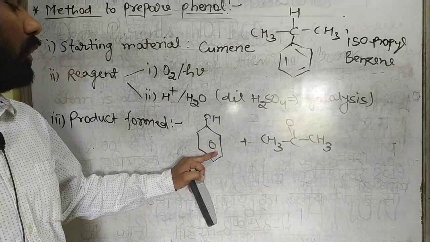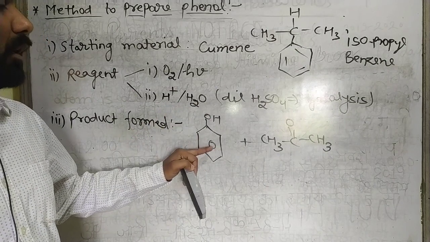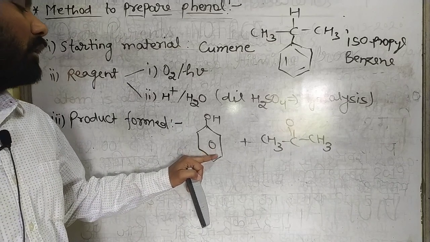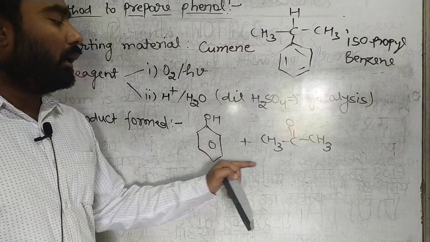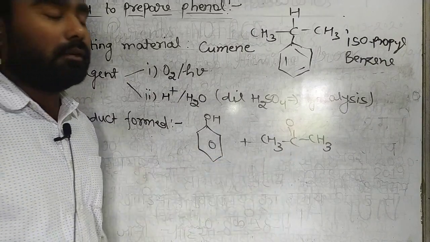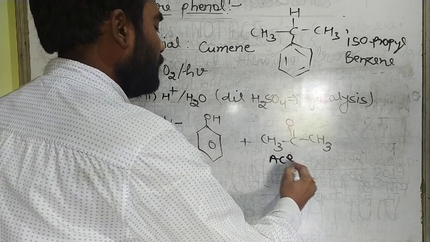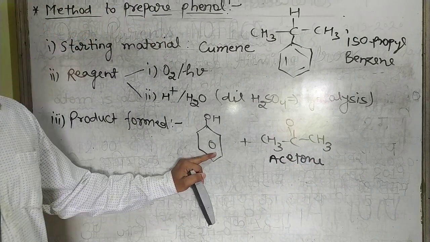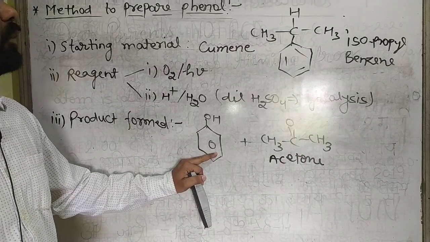Product will be phenol, which is the commercial preparation method, the cumene phenol process, by which we will get our desired product, which is phenol, and there will be a byproduct, acetone. This is the acetone which will be the byproduct of this method. Now, this is our sole purpose for the preparation of phenol.